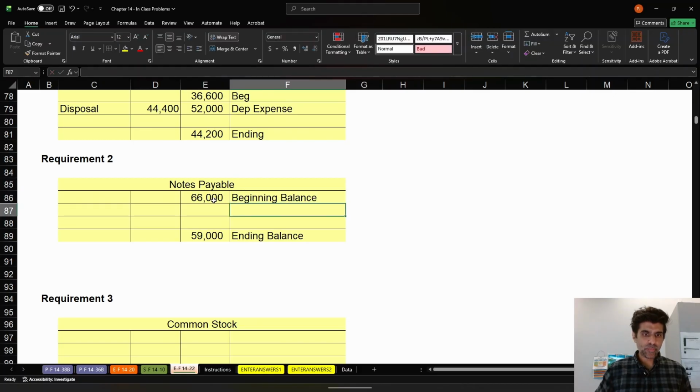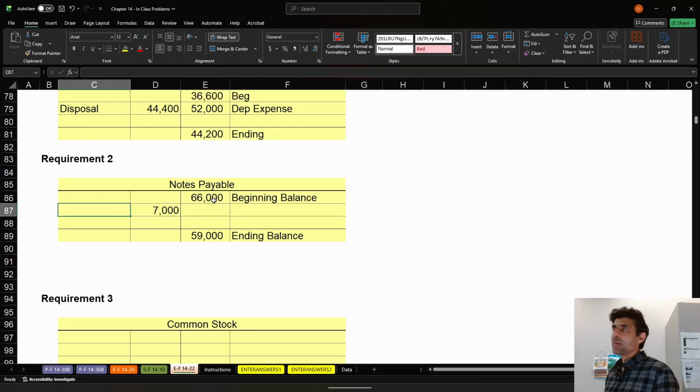So then how do we get from beginning to end? What do we need to do? We must have had a credit, right? 7,000. So what is this? When we credit notes payable, what does that represent in actual business terms? What happened here?